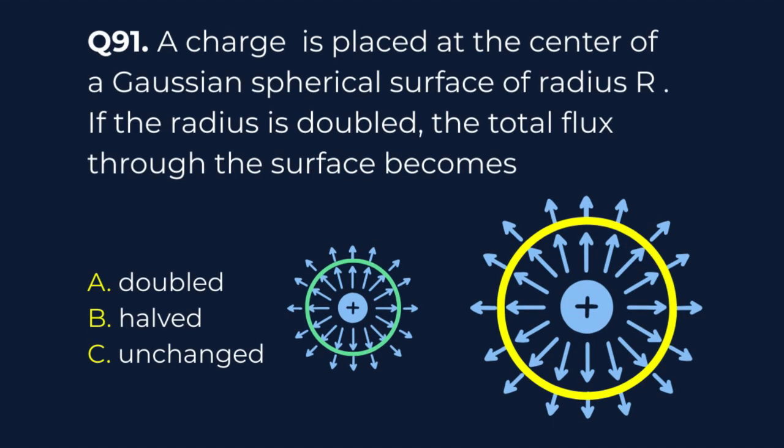Question 91. A charge Q is placed at the center of a Gaussian spherical surface of radius r. If the radius is doubled, the total flux through the surface becomes: a) doubled, b) halved, c) unchanged.